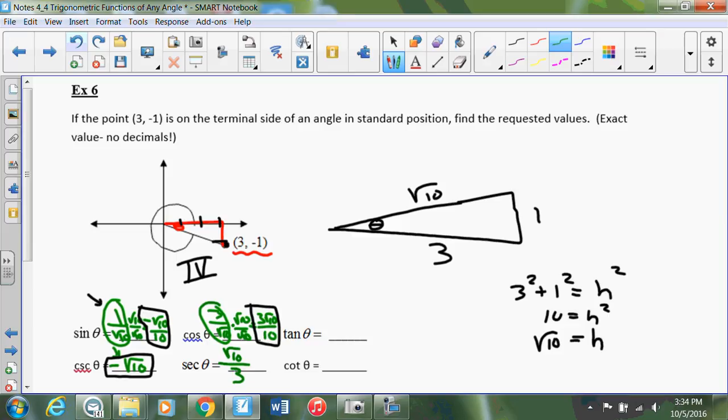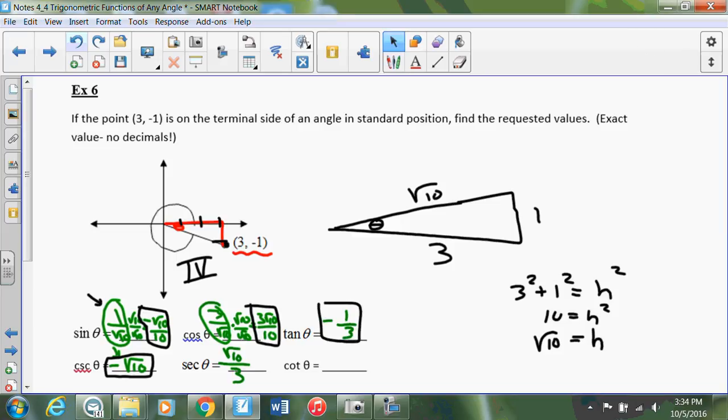Okay, and let's move on to tan. Tan is opposite over adjacent, so it's 1 over 3. But when we think about the fourth quadrant, since cosine's positive but sine's negative, tan will also be negative, so we need to put a negative there. And that will be our final answer for this. And then, of course, with cotan, if we flip it, we get negative 3 over 1, which is just negative 3.